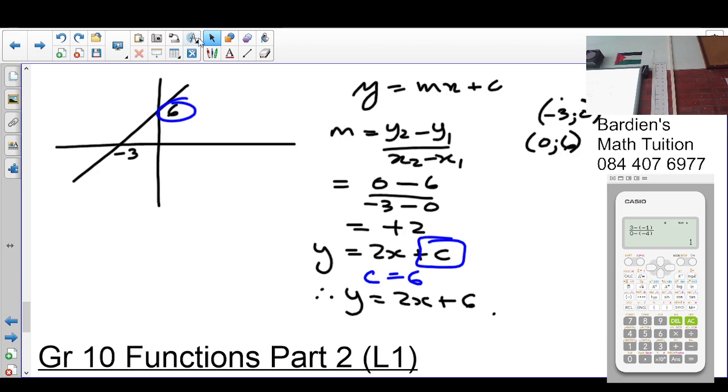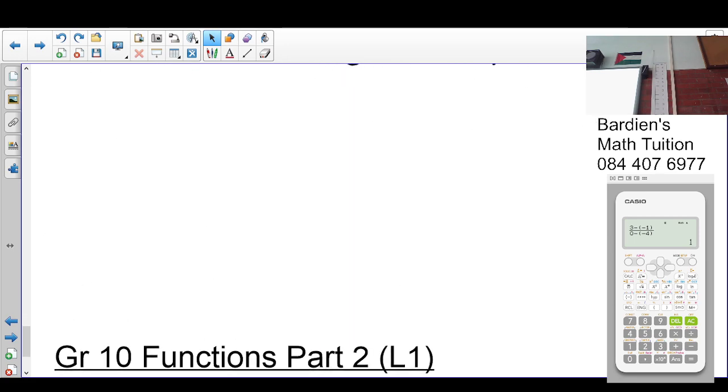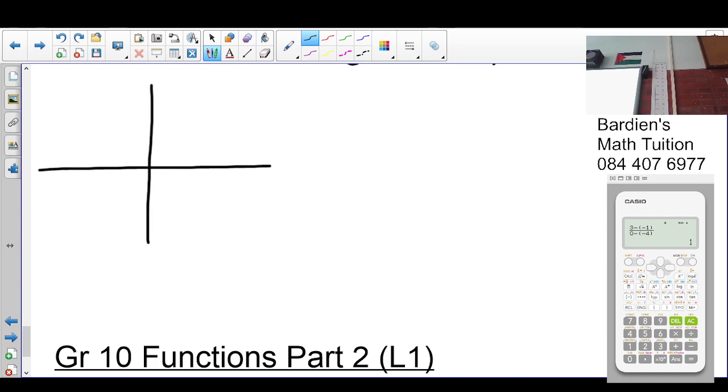Finish. Okay. If you need to, you can pause the video at this point and then determine the equation of the next graph before watching the solution.